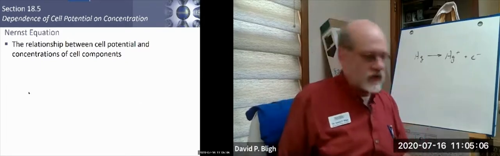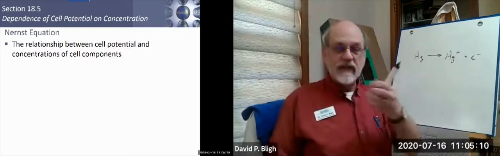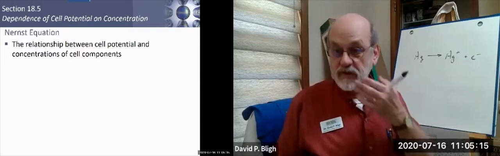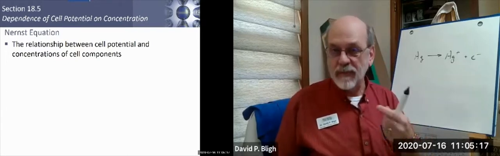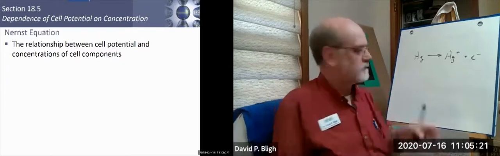Now we're at the Nernst equation. This is the equation that allows us to calculate the actual voltage or the electrochemical potential for a cell based on its concentration, right? We're no longer at standard potential.